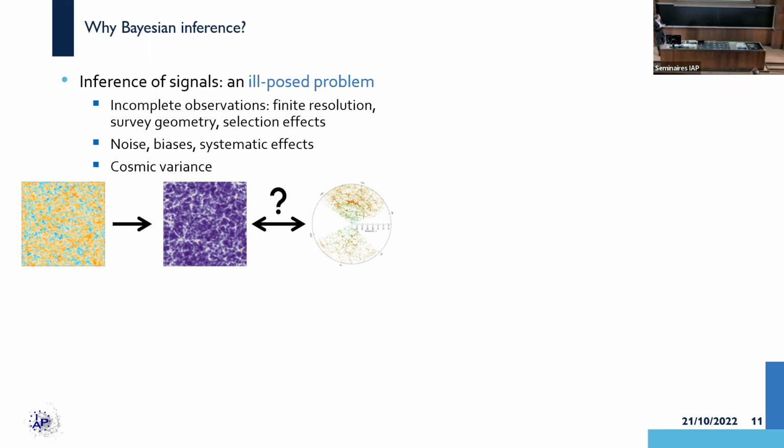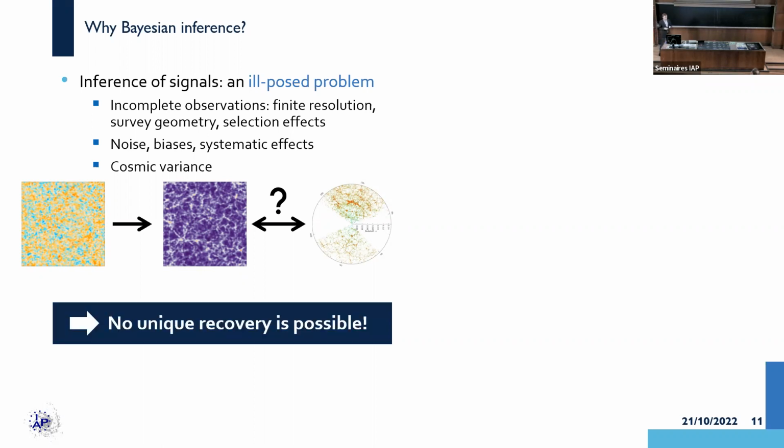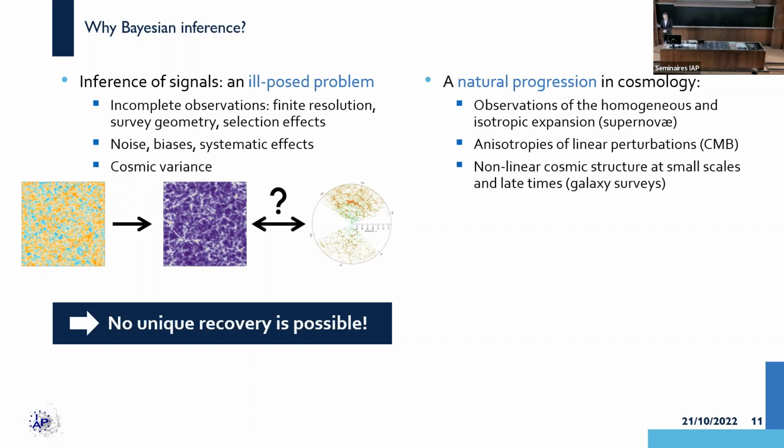So we have these forward models. I talked about that a bit earlier. Now, how do we make the connection with observations? And all of these sources of uncertainty mean that, in my view, no unique recovery is possible, and we need to adopt a statistical approach.